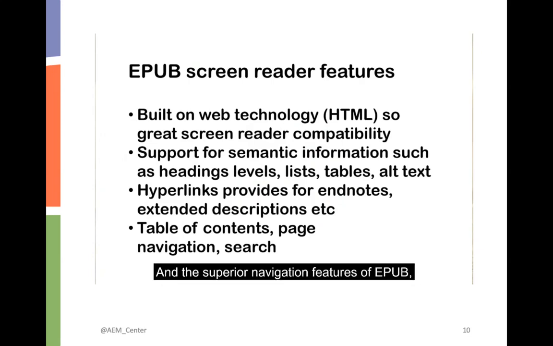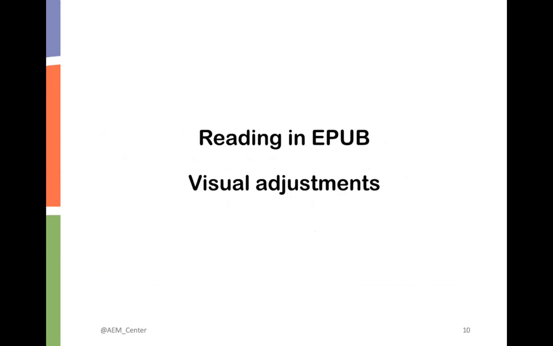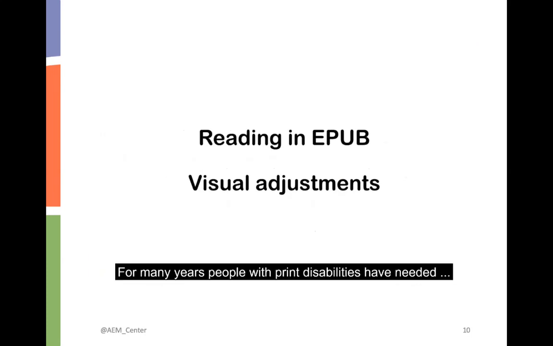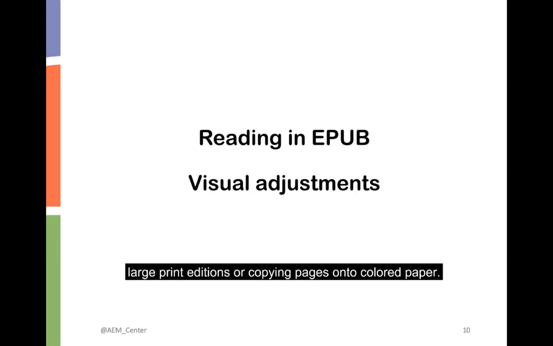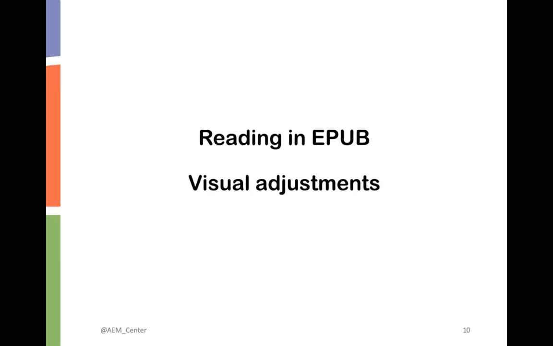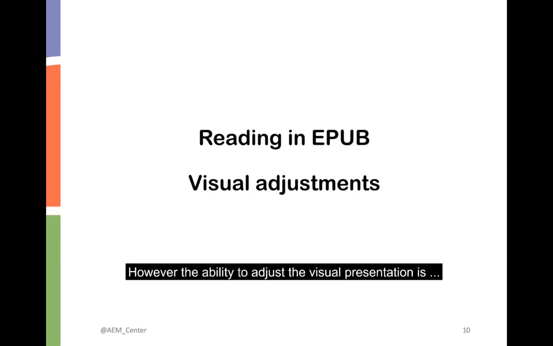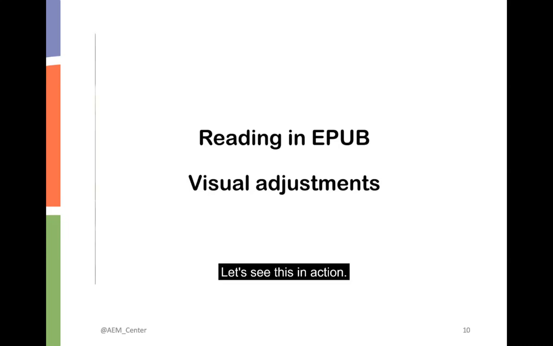And the superior navigation features of EPUB, including the table of contents, page navigation, and search, are also highly valuable to screen reader users. For many years, people with print disabilities have needed to make special versions of books and documents to suit their visual needs. These could have been enlarged photocopies, large print editions, or copying pages onto coloured paper. However, the ability to adjust the visual presentation is designed right into the EPUB format. Let's see this in action.